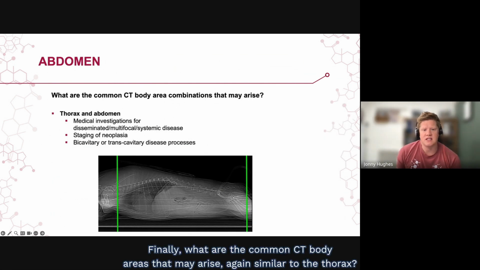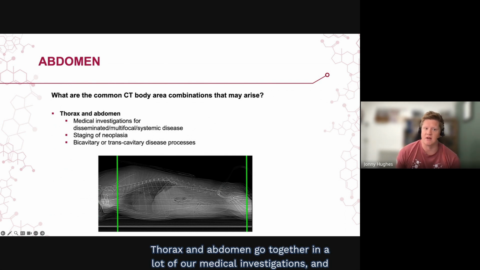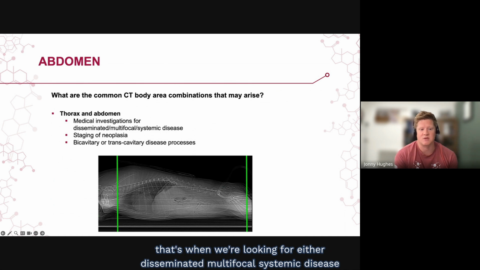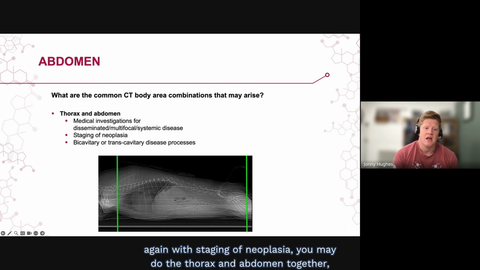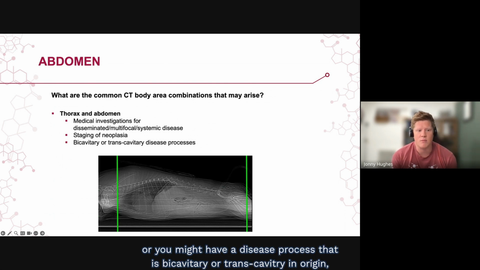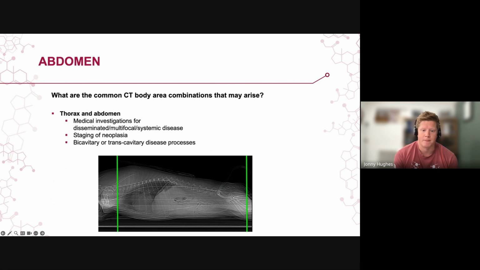Finally, what are the common CT body areas that may arise? Again, similar to the thorax, the thorax and abdomen go together in a lot of our medical investigations, and that's when we're looking for either disseminated multifocal systemic disease. Again, with staging of neoplasia, you may do the thorax and abdomen together, or you might have a disease process that is bicavitary or transcavitary in origin, and you want to assess it completely.